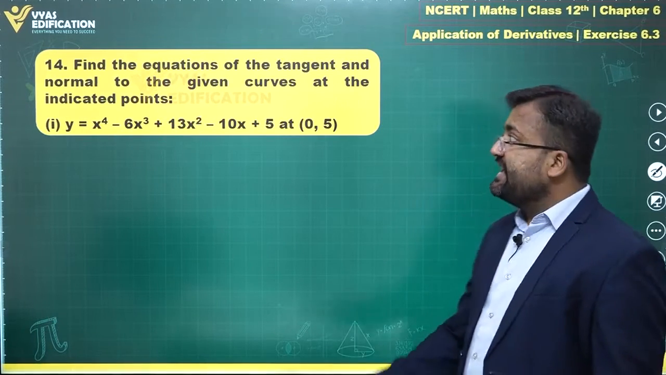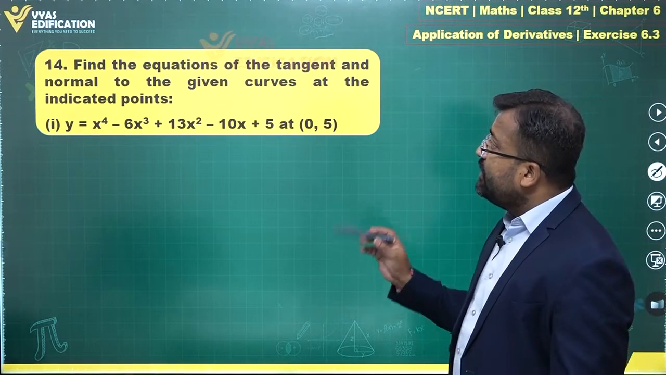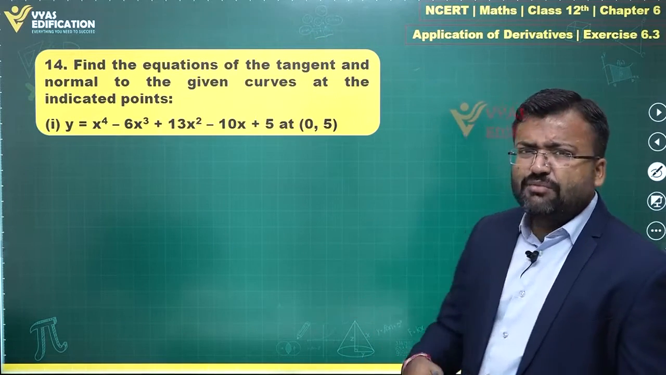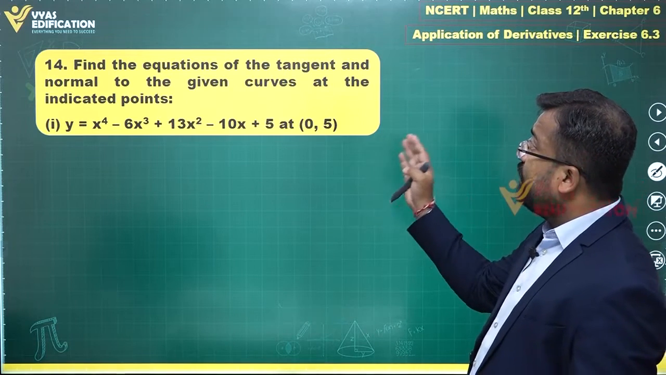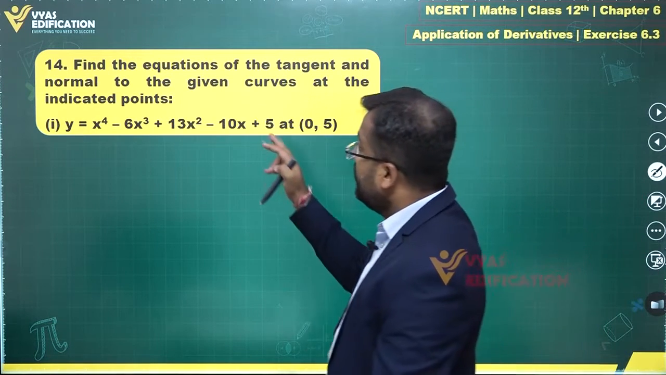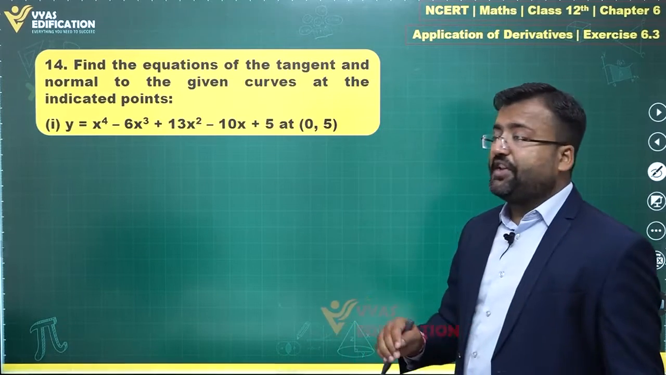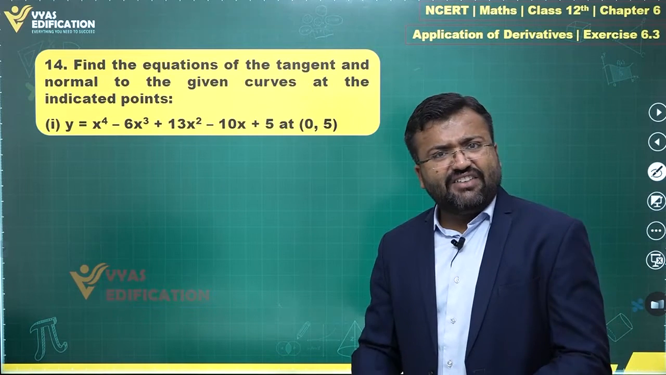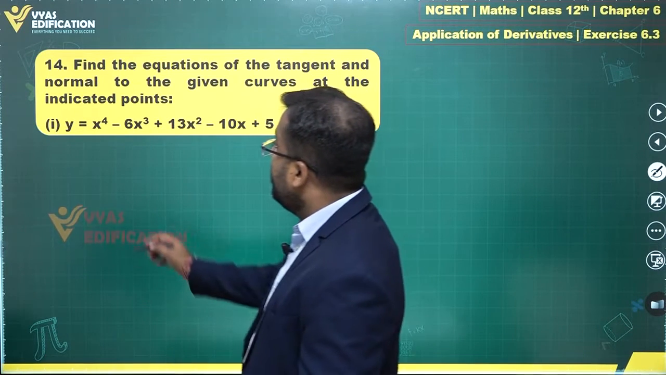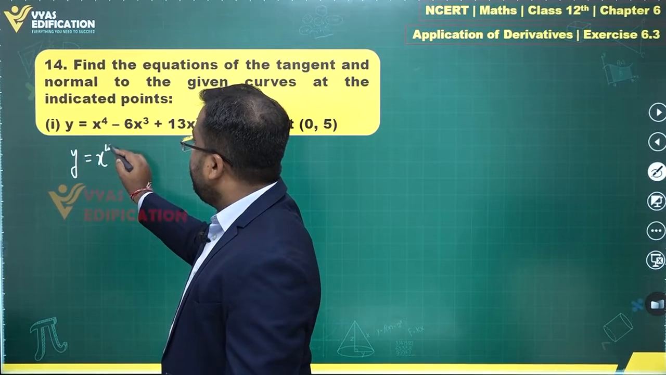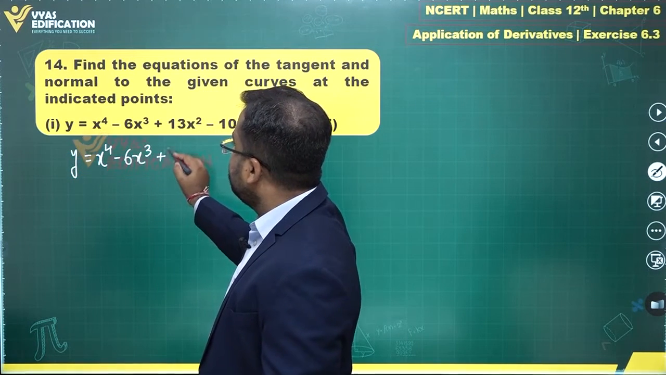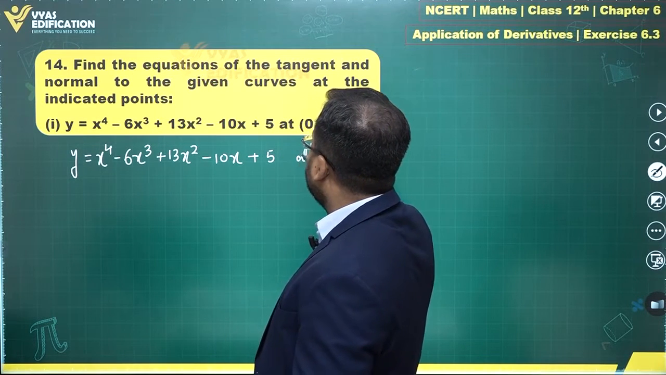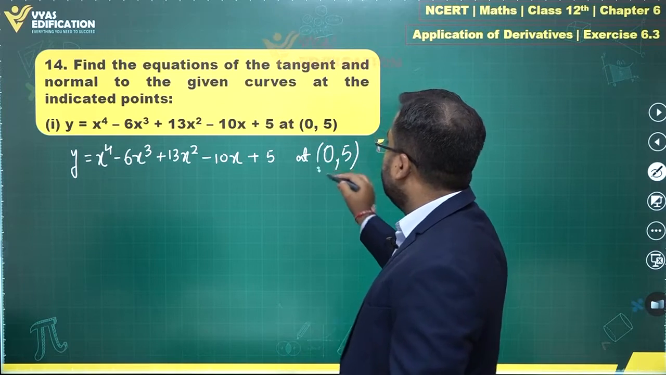Question number 14 says, find the equations of the tangent and normal to the given curves at the indicated points. This question is pretty interesting, has many parts for that matter, and we are supposed to find the equations of tangent and normal to this curve at this particular point. For finding the equation of tangents and normals, we are supposed to begin with finding the derivative. We have y equals x power 4 minus 6x power 3 plus 13x square minus 10x plus 5 at (0, 5). This is what we are interested in.